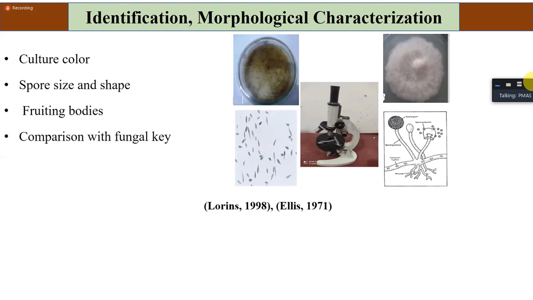Whether we isolate from the fruit, from the leaf, or from the roots, whether it is a foliar pathogen or a root pathogen, this is an important component, a basic component from which we can identify it, and for the diagnosis it is an important parameter. You can say it's a basic parameter.